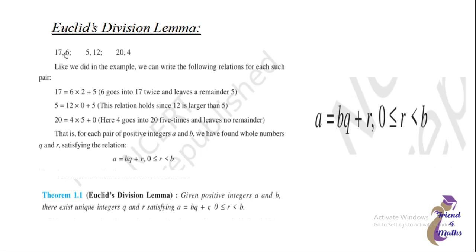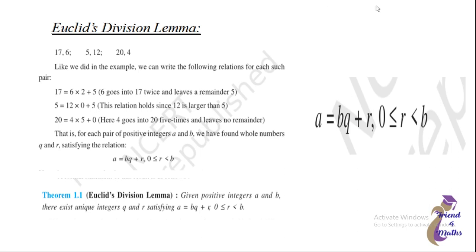Okay, there are some examples. In case of 17 and 6, 17 is the A and 6 is the B. So we apply the equation A equal to BQ plus R, like 17 equal to 6 into 2 plus 5. Here 2 is the quotient when dividing 17 by 6 and 5 is the remainder. Next is 5 and 12. Here A is 5 and B is 12, and we can write 5 equal to 12 into 0 plus 5, where 0 is the quotient when dividing 5 by 12, and 5 is the remainder.